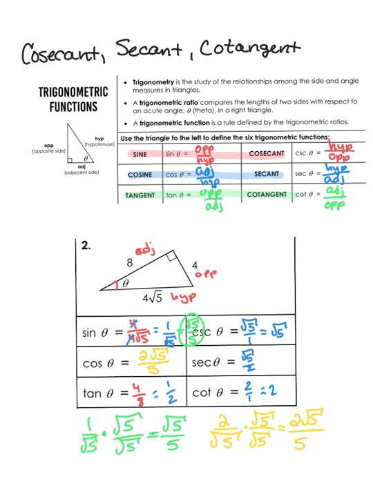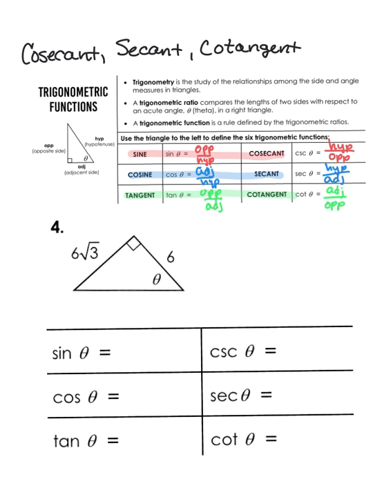Okay, so let's look at one more example of this. With this one, I'm still going to go ahead and label my triangle with opposite, adjacent, and hypotenuse, based on where theta is. So right now theta is here. So this is opposite, adjacent, and hypotenuse.